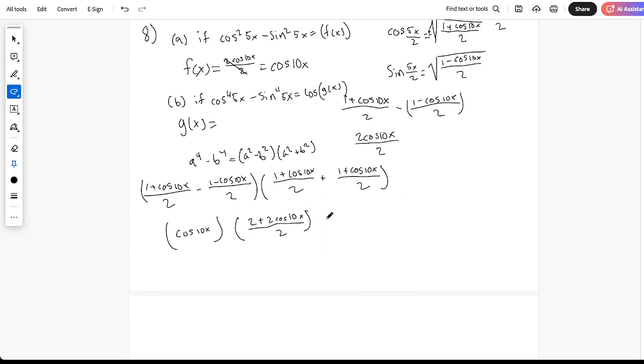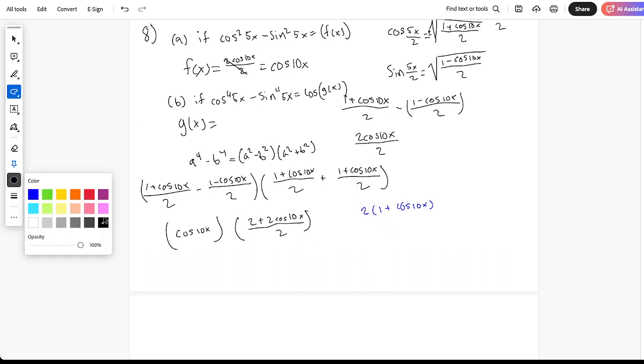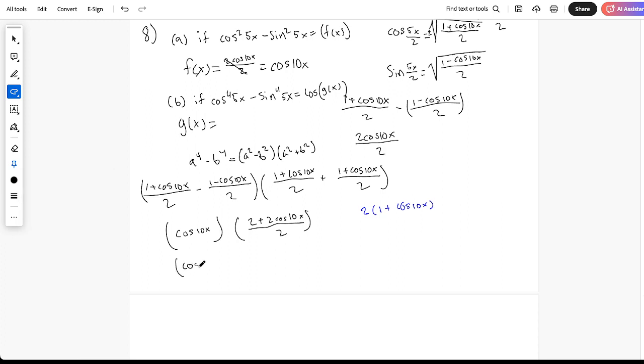Well, we could make it divide out. Let's make it divide out. Here, we'll put it in blue over here to the side. So 2 times 1 plus cosine of 10x, right? Yeah. So that technically cancels out the 2's. So if we go back to black, that's cosine of 10x times 1 plus cosine of 10x. Awesome. We're doing great now.